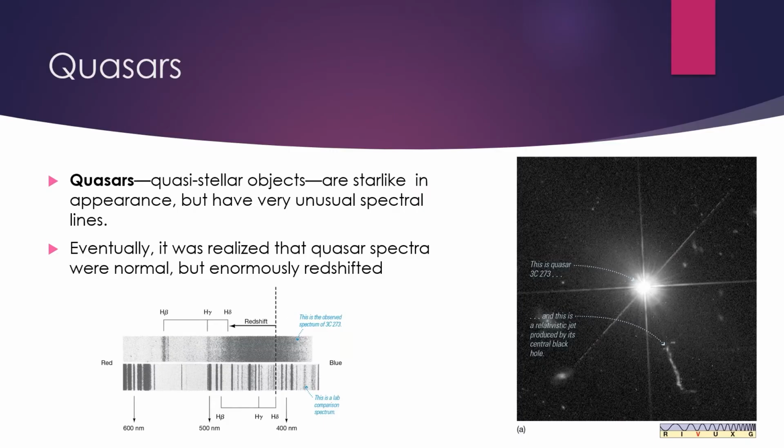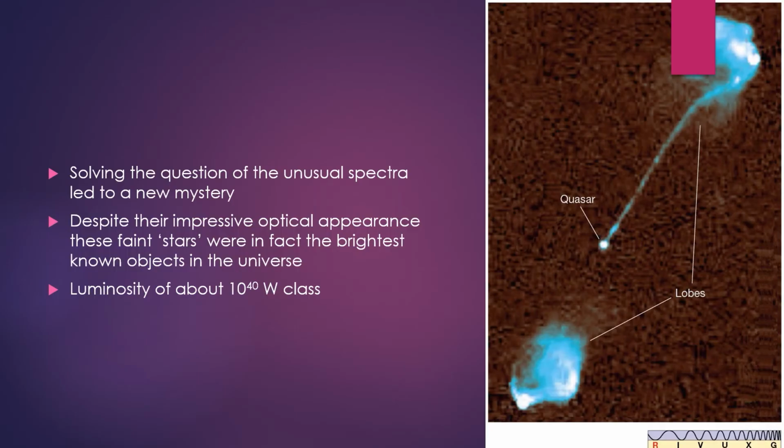And then we get to quasars. Quasars are quasi-stellar objects. They are star-like in appearance, but have very unusual spectral lines. Over time, scientists realized that quasar spectra were, in fact, normal, but enormously redshifted. And I mean enormously redshifted. Solving the question of the unusual spectra led to a very different mystery.